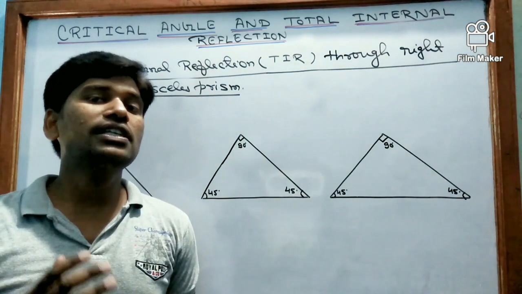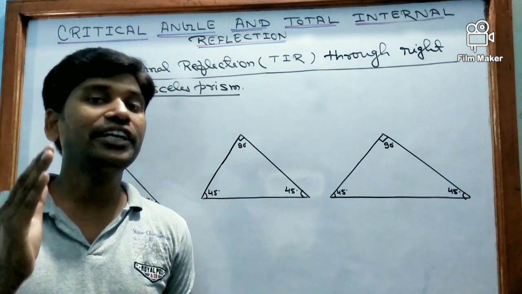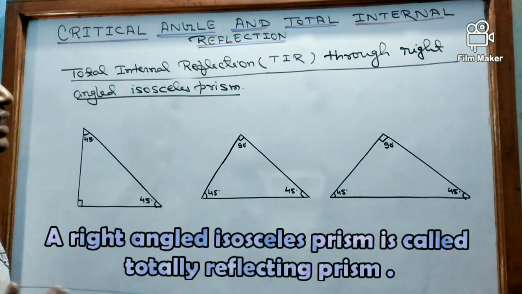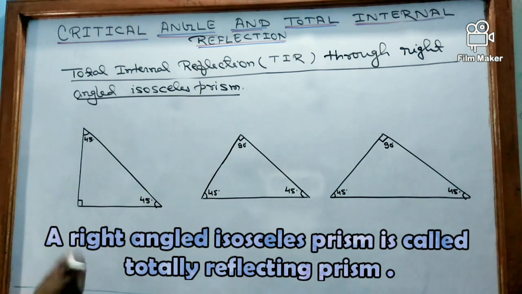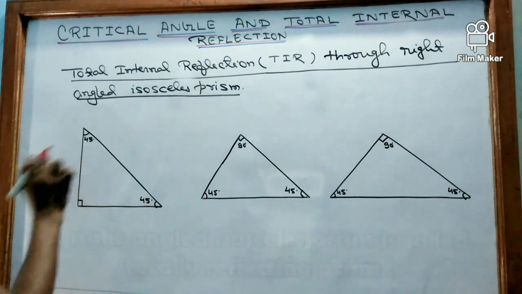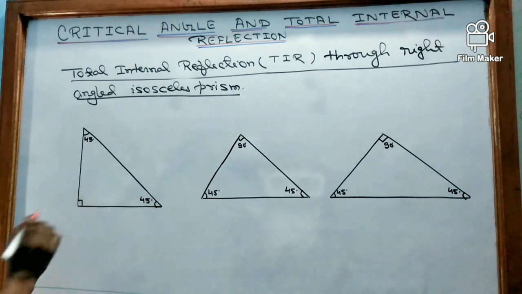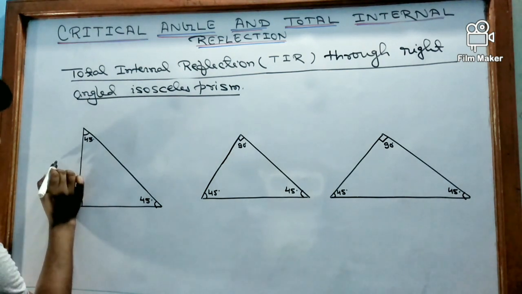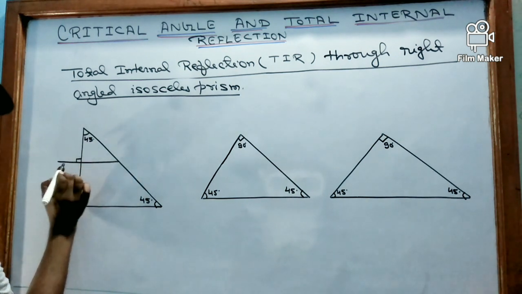Right angled isosceles prism is also called total reflecting prism or totally reflecting prism. As it is isosceles, one angle is 90 degree and the other two are 45 degree. Let us see how the rays get reflected. Let a ray of light be incident normal, at 90 degree, to this surface.